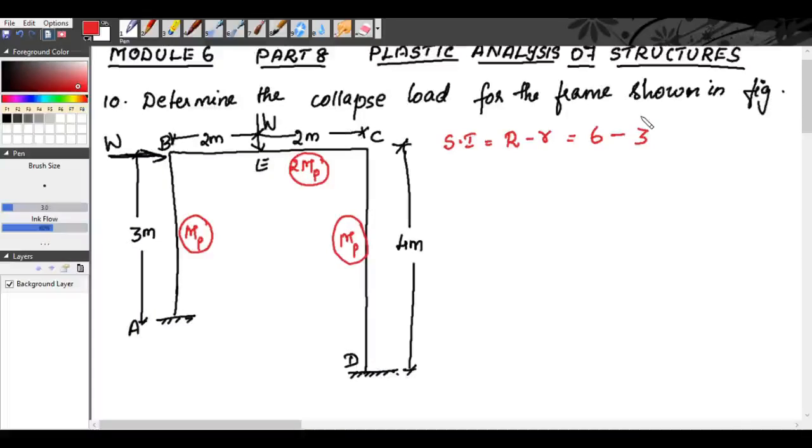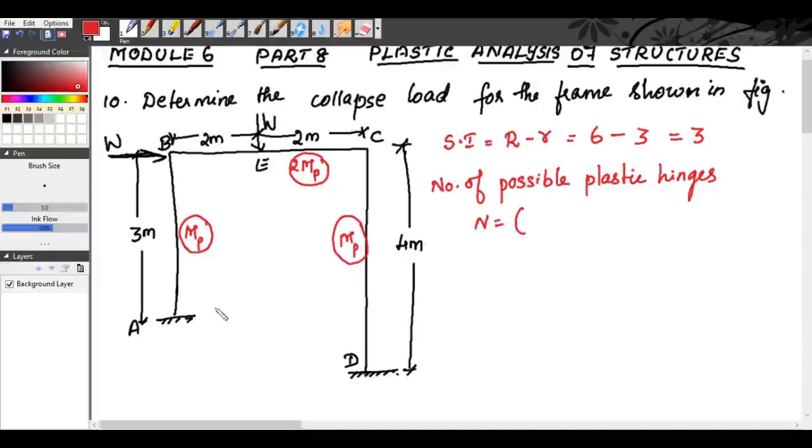That is sigma H is equal to 0, sigma V is equal to 0 and sigma M is equal to 0. Summation of horizontal forces is equal to 0, summation of vertical forces is equal to 0 and summation of moment is equal to 0. So our statical indeterminacy is equal to 3. Now we will see the number of possible plastic hinges. How many plastic hinges are possible?